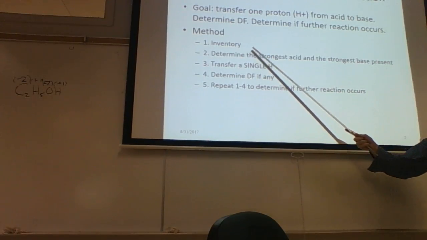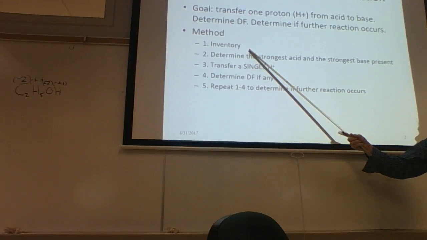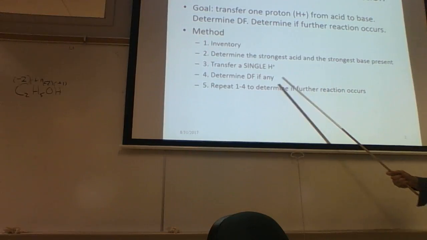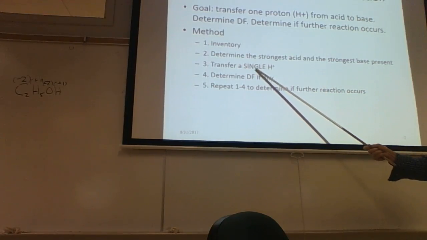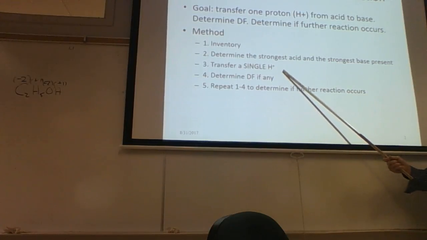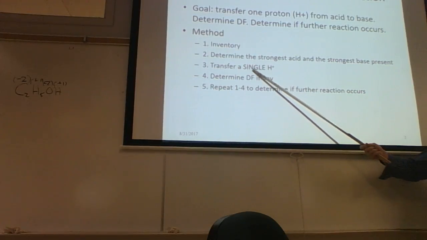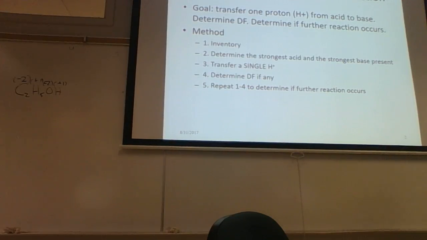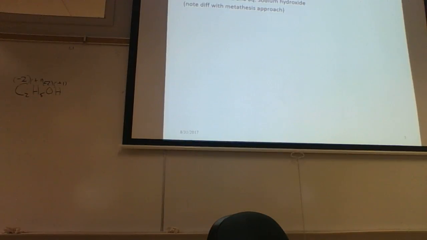And that is, we inventory, like redox, we determine the strongest acid and the strongest base present using the chart. And then we transfer a single proton. In redox, we might transfer 1 electron, 2 electrons, 3 electrons, 5 electrons, something like that. So we got to watch out. Here, it's just a single proton. Determine driving force, if any. Stronger acid or weaker acid. And so all we have to do is use the chart, the Bronsted acid chart.